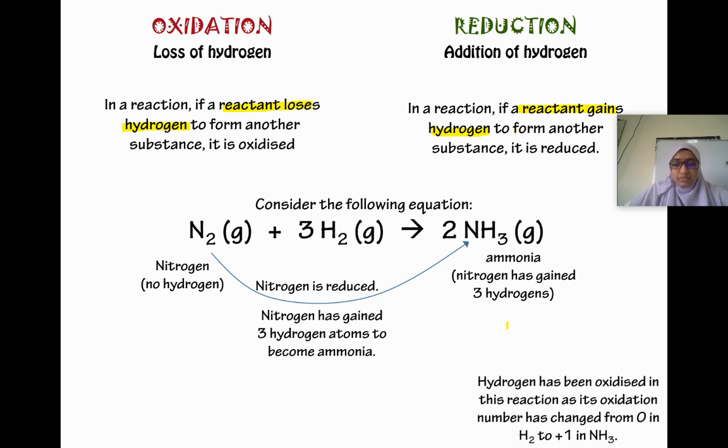Now again in this process, because nitrogen is reduced, the other reactant, which is hydrogen, will be oxidized. But again, we can't explain it in terms of addition or loss of hydrogen, because over here you see H2 then suddenly become H3, right? Looks like it has gained hydrogen also. But that's not the case here. Actually, what has happened is the oxidation number of hydrogen has gone from 0 to +1. So it has been oxidized. This one we will cover in the next few slides when we talk about increase and decrease in oxidation number.